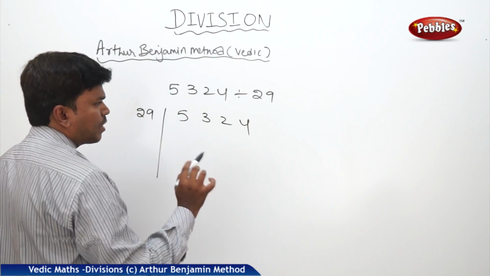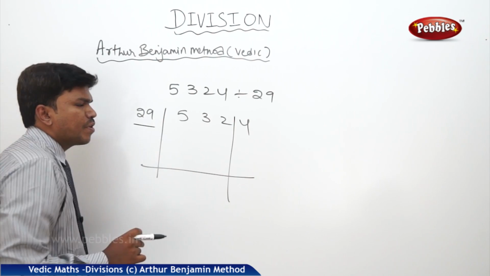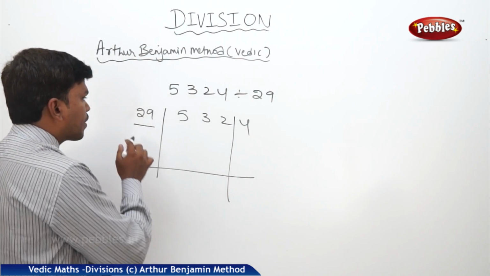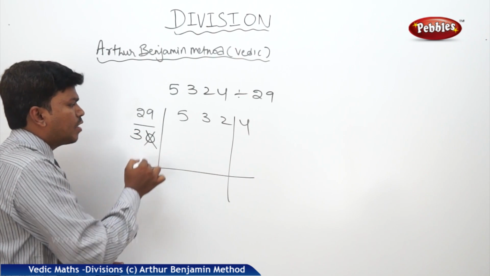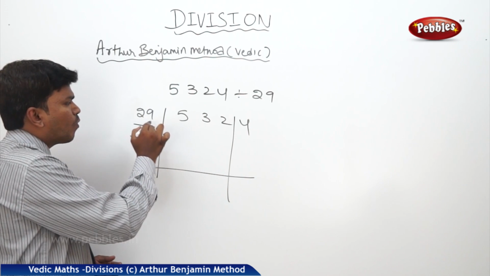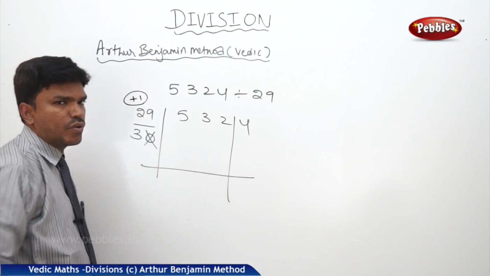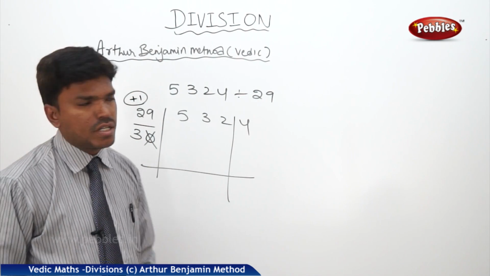5324. Anyhow, in this method, the last digit is always for the remainder. Now you tell me 29. If you make it a round figure, its nearest tens is 30. So take 30, leave the 0. To get 30, what do I need to do? I have to go for 1 addition. Yes or no? 29 plus 1 will give 30. So plus 1 will be my complement.